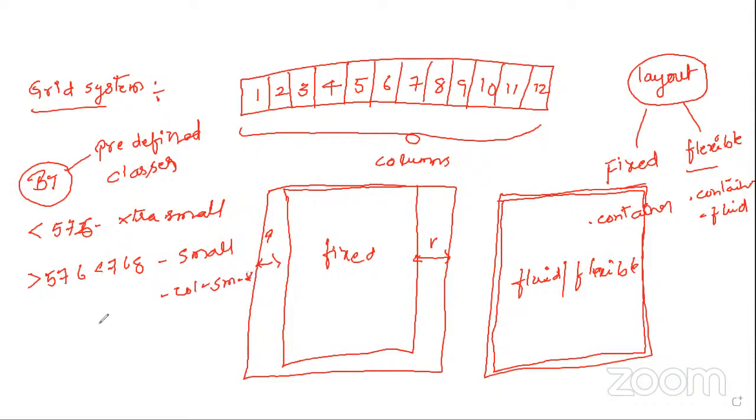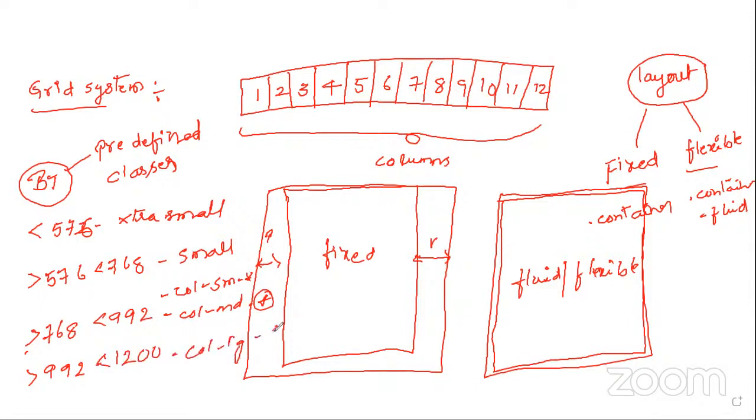Now SM stands for small device, whereas star defines how many columns you are going to merge. If you are going for greater than 768 and lesser than 992, this is known as medium devices: col-md-star. The star again defines the number of columns you are going to merge. If the device is greater than 992 and lesser than 1200, this is known as large devices: col-lg-star.